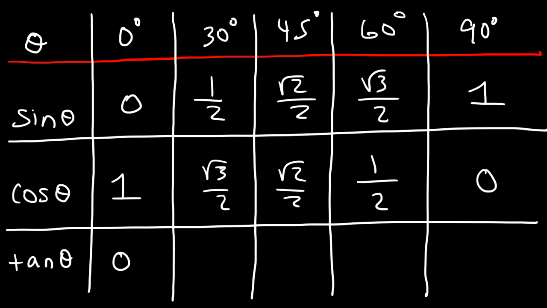Tangent of 0 is 0. Tan 30 is the square root of 3 over 3. And tangent 45 is 1. Tan 60 is the square root of 3. Tan 90 is undefined.